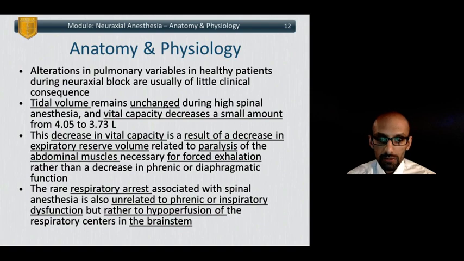You can, in rare circumstances, get full respiratory arrest, but that's due ultimately to a total spinal where you get hypoperfusion of the brainstem. It's not phrenic nerve blockade, really. It's actually the loss of all regulatory control of every body system because you have a total spinal, and you're not perfusing the brainstem more than anything else.